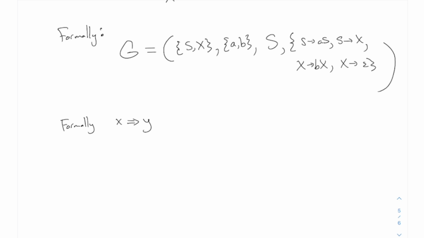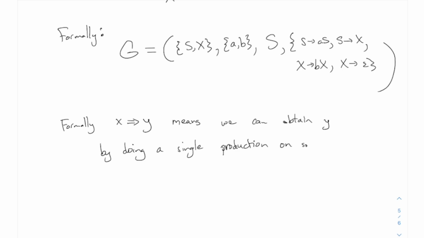When I write this double arrow, this is part of a derivation, right? X can become Y. What does this mean? This means that we can obtain Y by doing a single production on some piece of X, right? X might be some big string, but when I say X and then that arrow to Y, this is a derivation. Sometimes we say X derives Y. It means that you took a little piece of X and substituted it using one of the productions, and what you ended up with was Y.